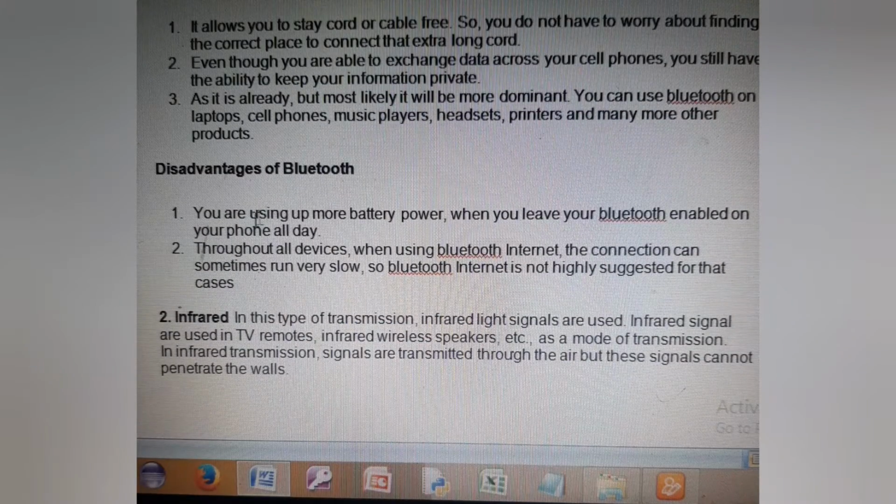Disadvantages are that you use up more battery power when you leave your Bluetooth enabled. If you keep your Bluetooth on, more battery power is used. Then, throughout all devices, when using Bluetooth internet, the connection can sometimes run very slow, and communication becomes very low.